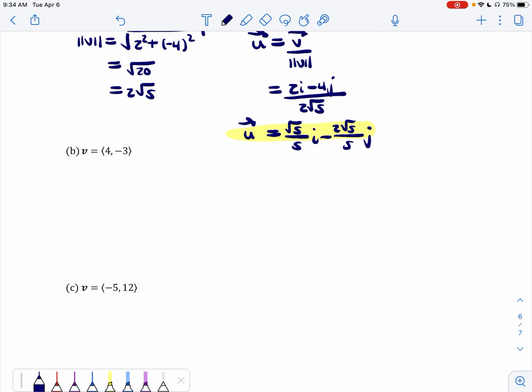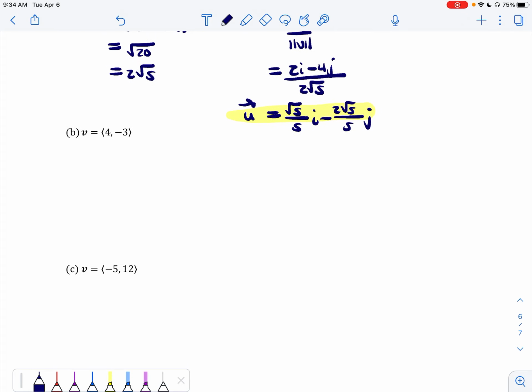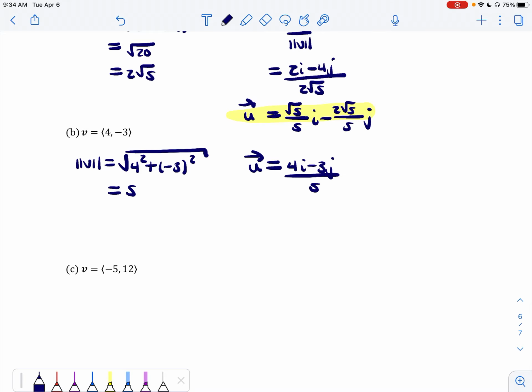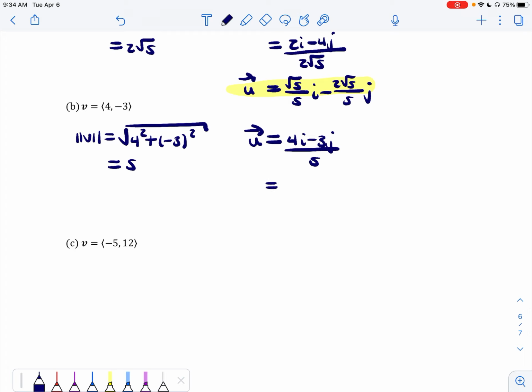Okay, let's try one more. Finding the unit vector in the direction of the vector 4, -3. We're going to start by finding the magnitude of v using the Pythagorean theorem. So 4 squared plus 3 squared would give us a magnitude of 5. Then our unit vector in the direction of v, we just take our vector v, 4i minus 3j, and divide by its magnitude of 5, and then simplify. So 4/5 i minus 3/5 j. And that's our answer.